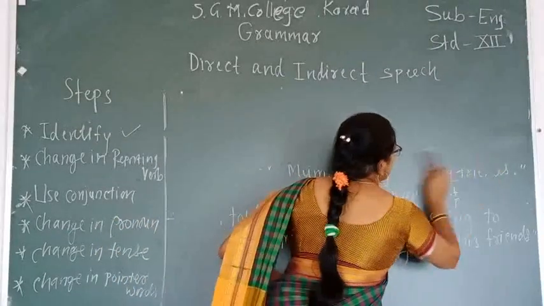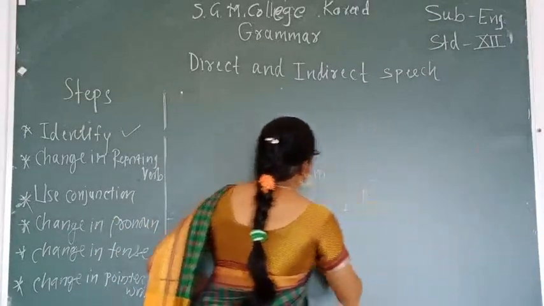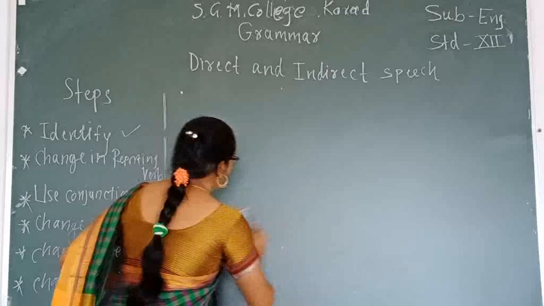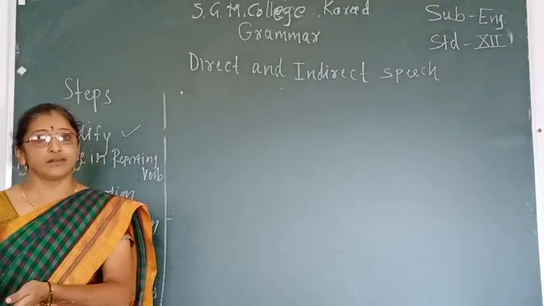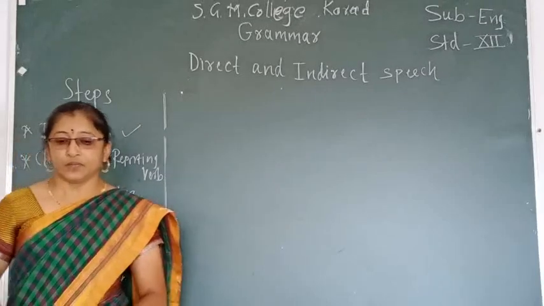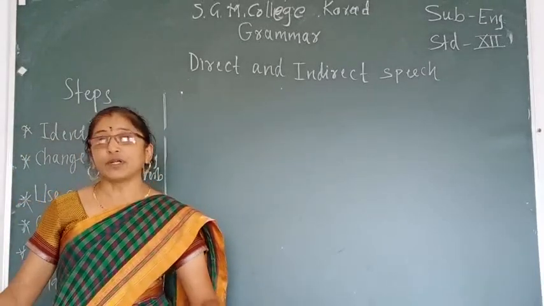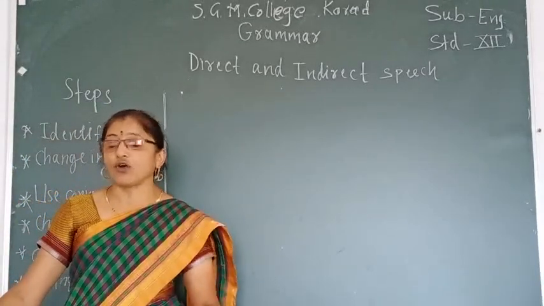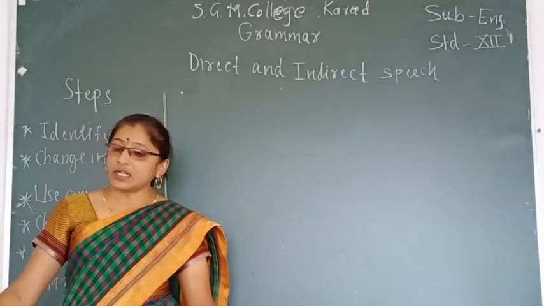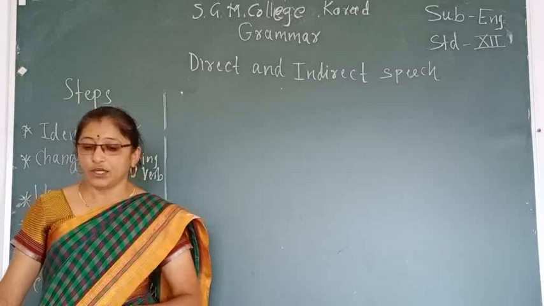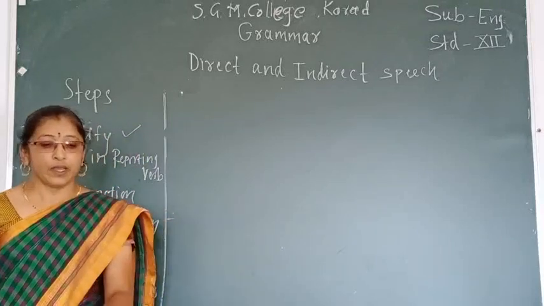Summary. The reporting verb "said to" changes into "told." We use the conjunction "that." Then the tense in the reported speech is changed according to the tense of the reporting verb, and the pronouns are also changed as per the reporting person.